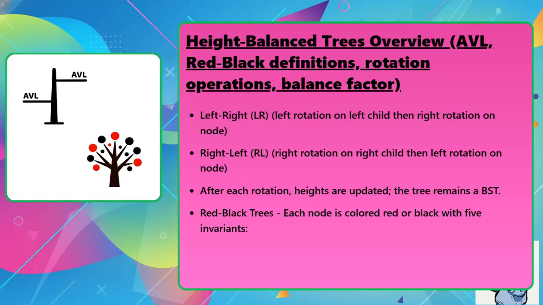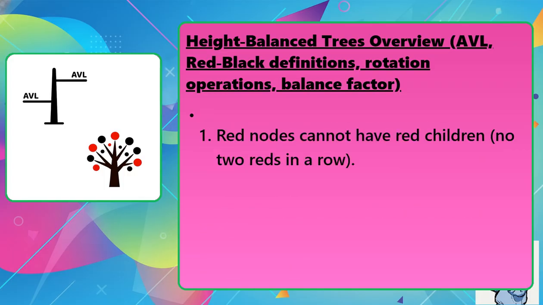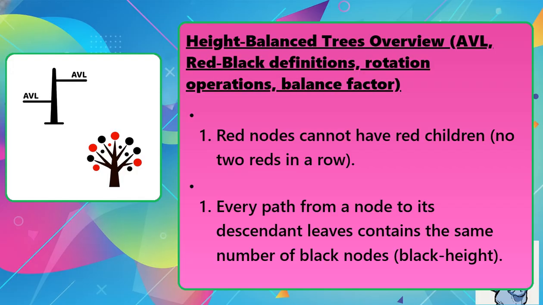Red-black trees: each node is colored red or black, with 5 invariants. 1. The root is black. 2. Red nodes cannot have red children. There are no 2 reds in a row. 3. Every path from a node to its descendant leaves contains the same number of black nodes, also called black height.